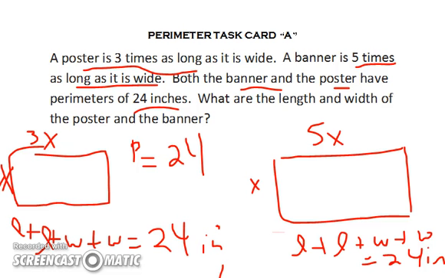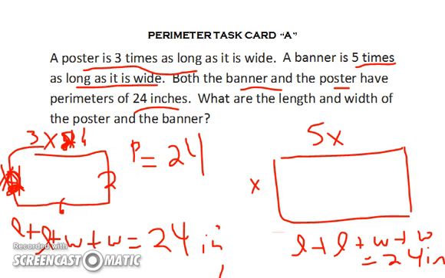Okay, so let's just say that the width is 4. So if the width is 4, the length would be 12. So 3 times 4 is 12. So 12 plus 12, that's already 24. So that's too big. So let's try another number. Let's try if it's 2. If the width is 2, 3 times 2 is 6. So that'll be 2 and 2 and 6 and 6. Let's see if that equals 24. 6 plus 6 is 12. 13, 14, 15, 16. No, that's too small.